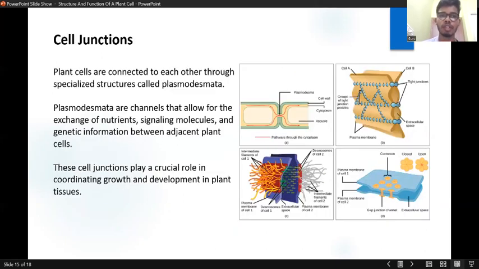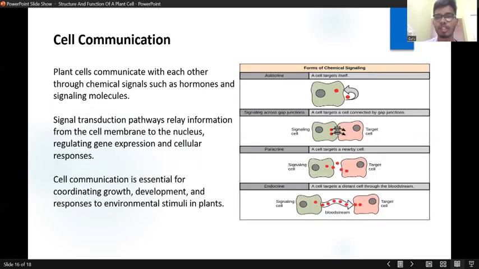Next, move on to the cell junctions. Plant cells are connected to each other through specialized structures called plasmodesmata. Plasmodesmata are channels that allow for the exchange of nutrients, signaling molecules, and genetic information between adjacent plant cells. These cell junctions play a crucial role in coordinating growth and development in plant tissues.